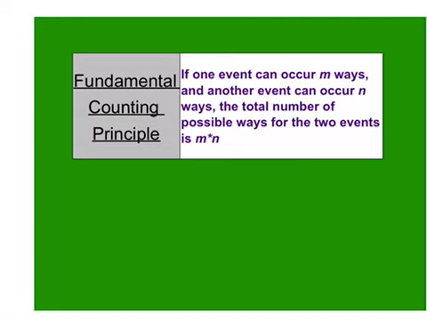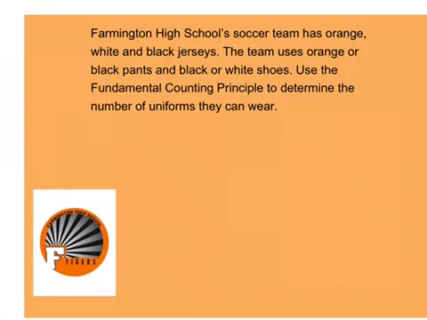So basically what this says is if you have one event that can occur m ways, and then another event that can occur n ways, to find the total number of possible ways, all we do is we take those and we multiply them together. So we would do m times n. So let's look at this example here.